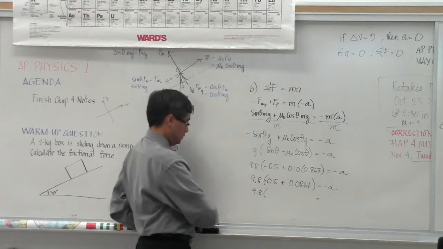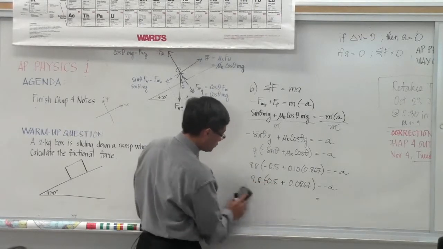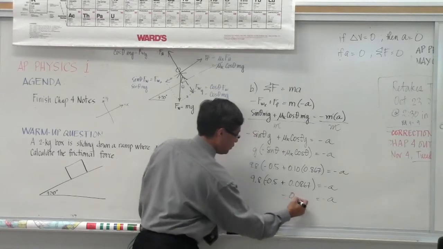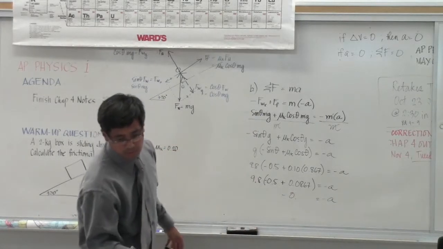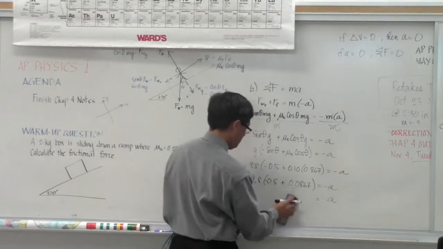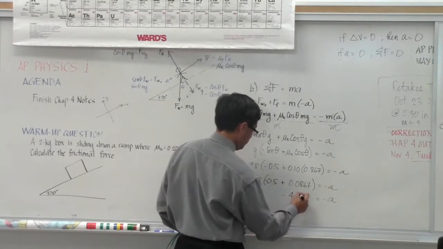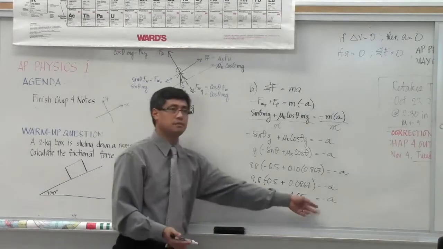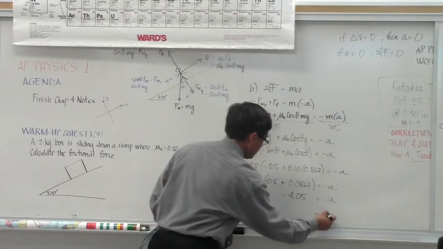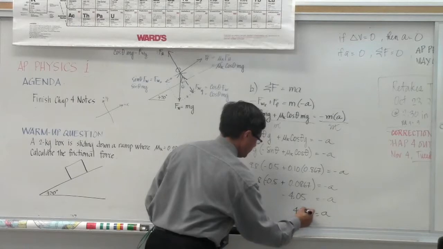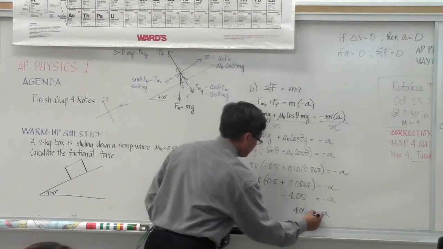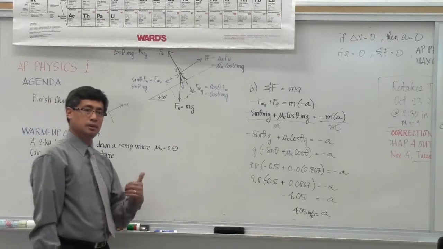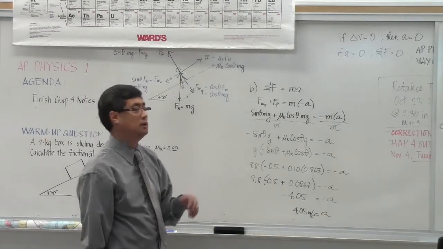After everything, I got negative 4.0. Yeah, that's what I also got. So negative a is equal to negative, oh no, 4.05. Okay, and since they're both negative, practically acceleration is equal to 4.05 meters per second squared. Yeah? You're good? Yes.